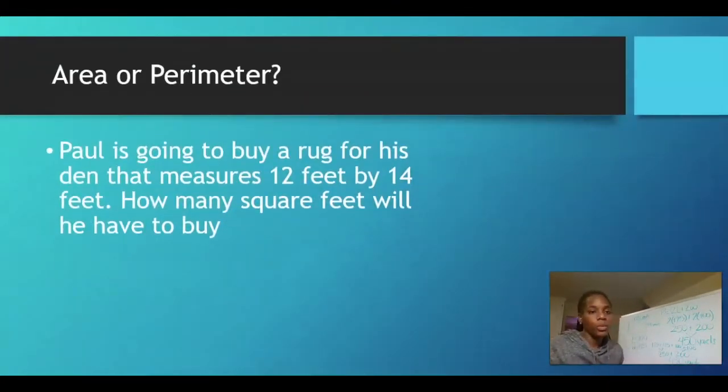Now we will deal with, again, the rectangle, and we're trying to find out the area in this case. It says Paul is going to buy a rug for his den that measures 12 feet by 14 feet. How many square feet will he need to buy? So notice that they talk about square feet in the question itself. When they specify square feet, you automatically should red flag and say, oh, area, all right? Because the units for area have an exponent at the top, and the exponent is 2, and 2 is equivalent to the square, okay?